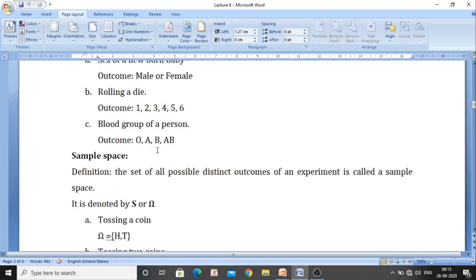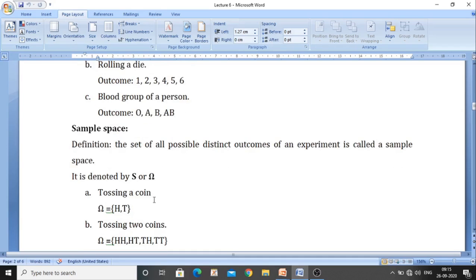Now the next concept is sample space. What is meant by sample space? The definition is: the set of all possible distinct outcomes of an experiment is called a sample space. Here, set of all possible means you consider all possibilities of that experiment, and those outcomes we write in a distinct way. You have learned set theory in 9th, 11th, and 12th also. In writing the set we have distinct elements, so the outcomes which are distinct, we write here. Sample space is denoted by capital S or omega.